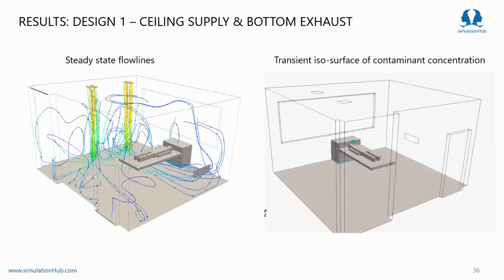So let's get back to the results analysis. First we are analyzing the case of a ceiling supply and a bottom exhaust. You can clearly see in the steady state flow lines that cold air is directly hitting the bed, then it is recirculating in the room. It is a big recirculation, and finally leaving from here. So let's see how this recirculation pattern governs the contaminant distribution.